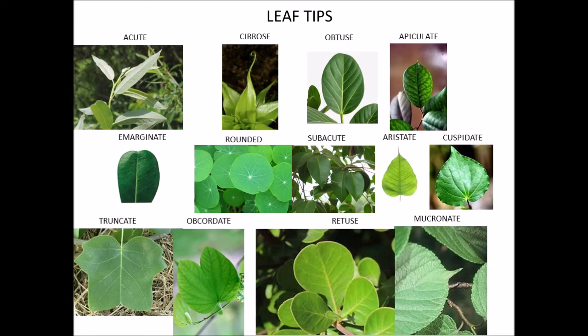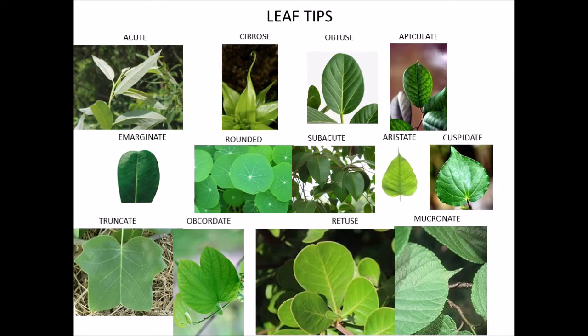Leaf tips. Here again, you have a whole range of possibilities. An acute tip is basically a fairly sharp tip to a leaf, but no extensions from it. A cirrose tip is a tip that is typically used for climbing. This is from a Gloriosa superba, which is an African flame lily, and typically there are tendril-like tips to the leaf. Obtuse is a kind of rounded tip.